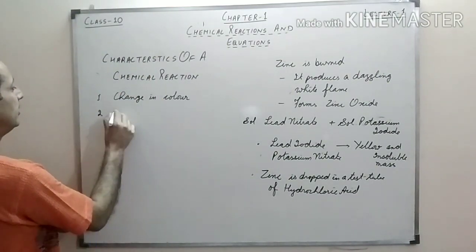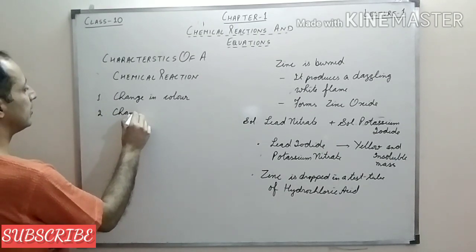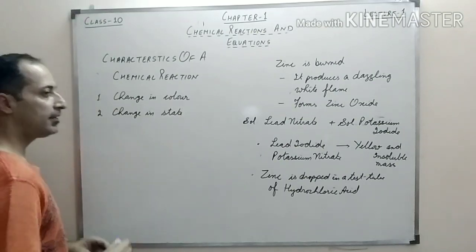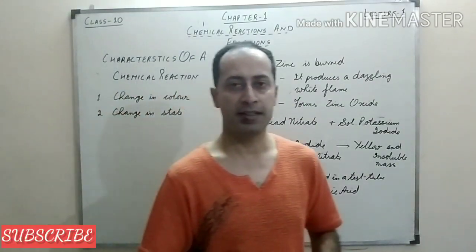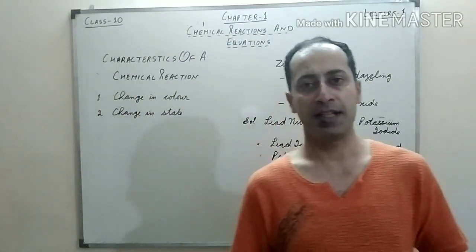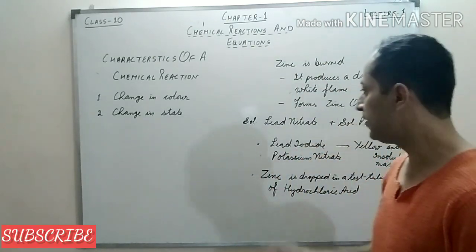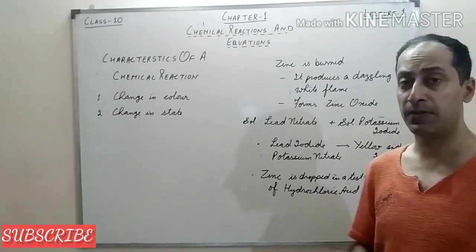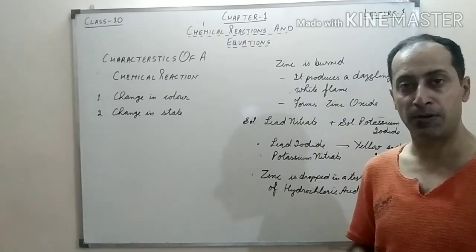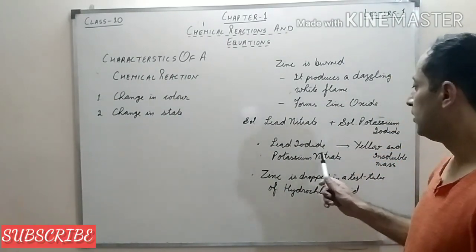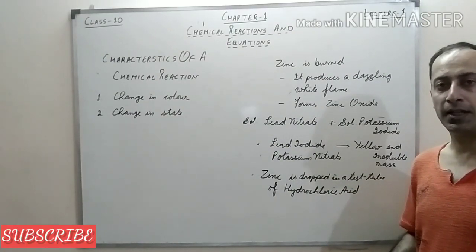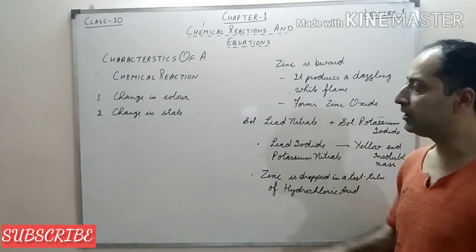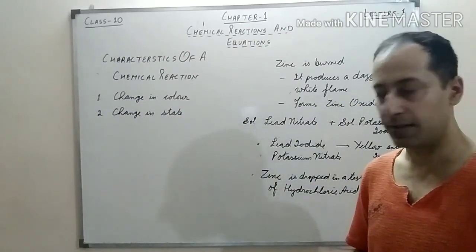Then we say change in state. Now what does state mean here? If you remember, in class 9 you learned about the different states of matter: solid, liquid, and gas. So initially, whatever things we have taken in the beginning, if you see the reaction, we have taken things in liquid form. But here, this lead iodide is formed in solid form, the leftover mass, right? So this is what we say change in state.